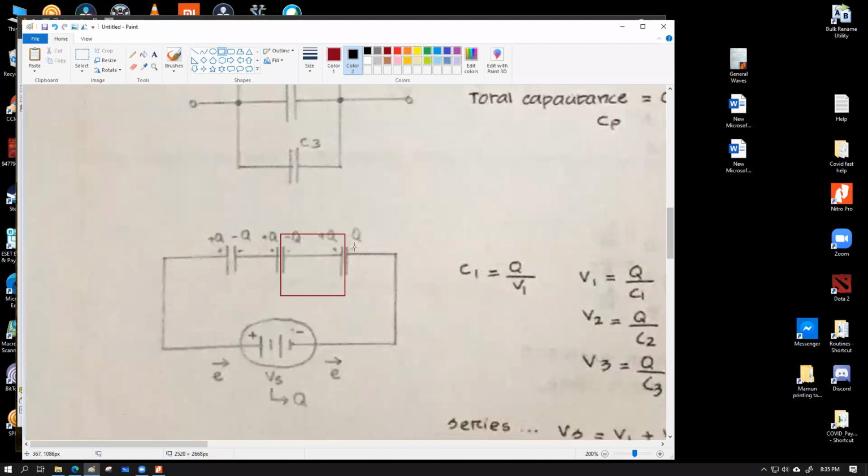Try to understand. This plate is accepting minus Q charge. So shouldn't logic imply that this plate also has to give out a plus Q amount of charge, so that they are together equally charged? Because like I said, capacitors don't store charge. What do they store? Energy.